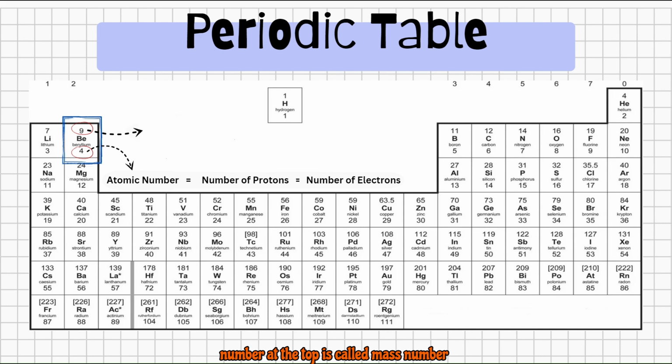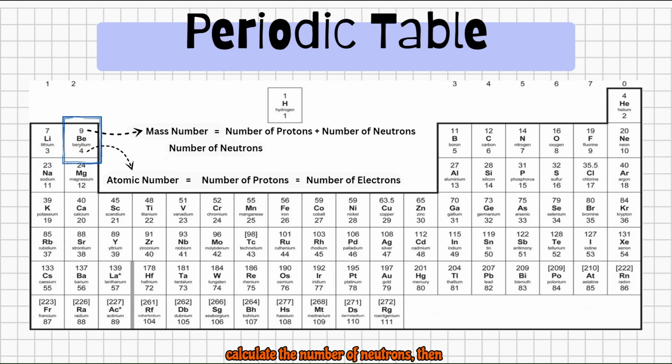Now the number at the top is called the mass number, and it is the sum of the number of protons and neutrons. So if you want to calculate the number of neutrons, then you can simply subtract the atomic number, which is the number of protons, from the mass number. So in the case of beryllium, 9 minus 4 is equal to 5, which means that beryllium has 5 neutrons. So basically, with the help of these two numbers on the periodic table, you can easily work out the numbers of protons, neutrons, and electrons in an atom.